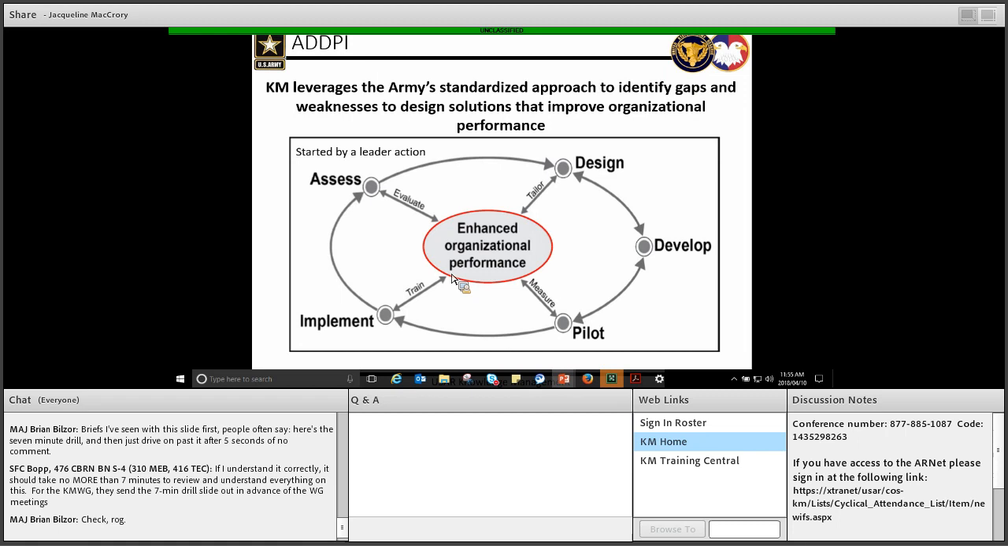I'm sure you've probably all seen this before. It's a very important skill that we use and leverage in order to identify gaps and weaknesses and identify solutions for KM solutions to be considered.